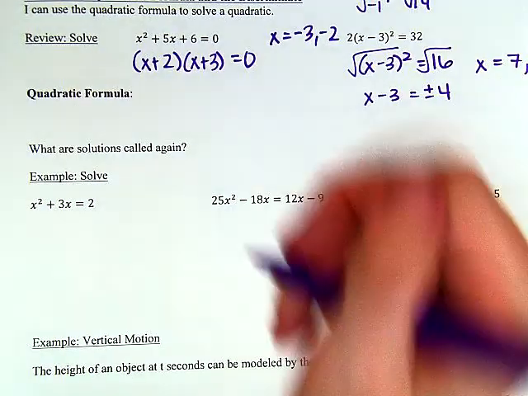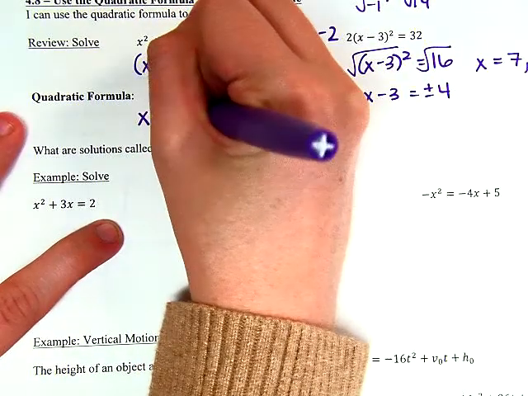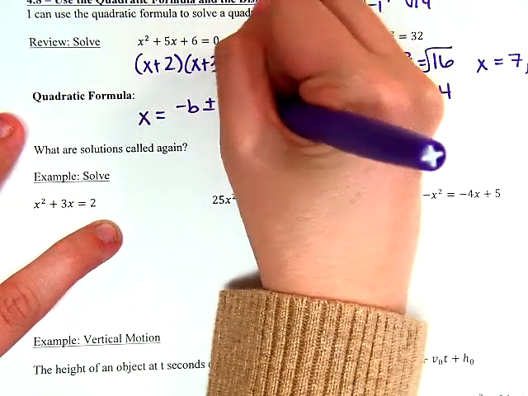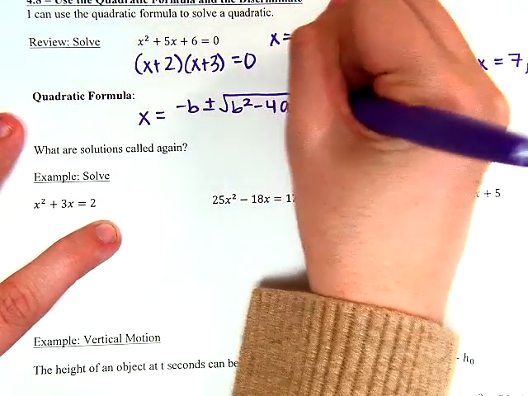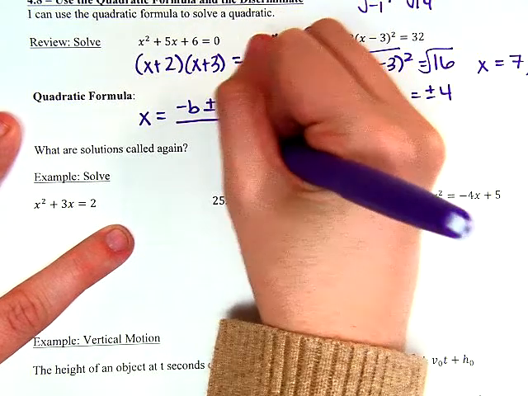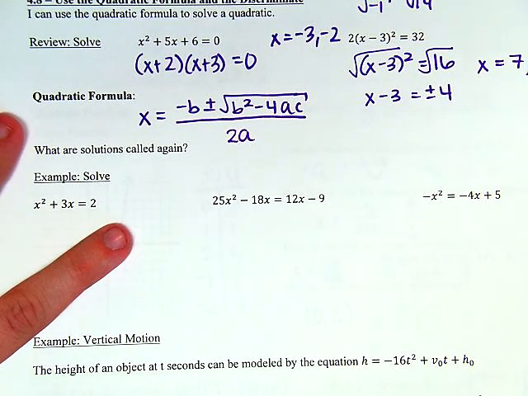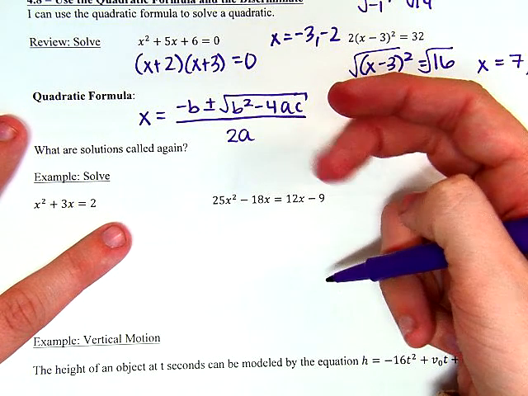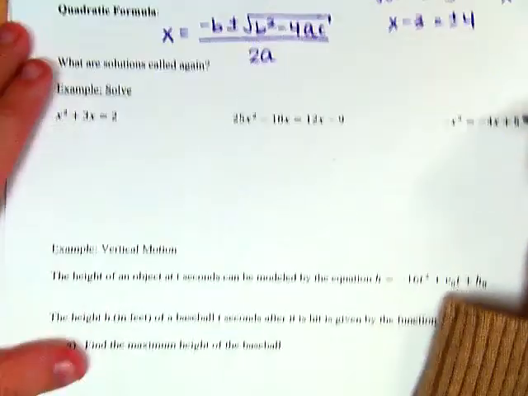So the quadratic formula is x equals -b plus or minus the square root of b squared minus 4ac, all over 2a. What are the solutions called again? Roots, zeros, x-intercepts, all of the above. So let's practice this thing.